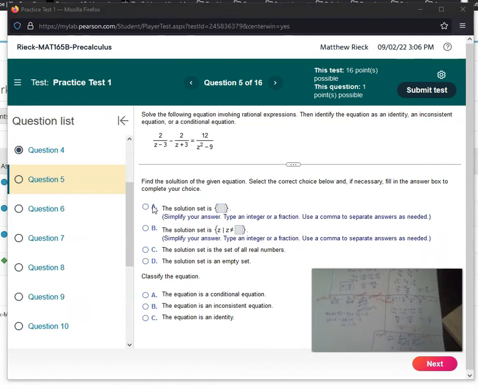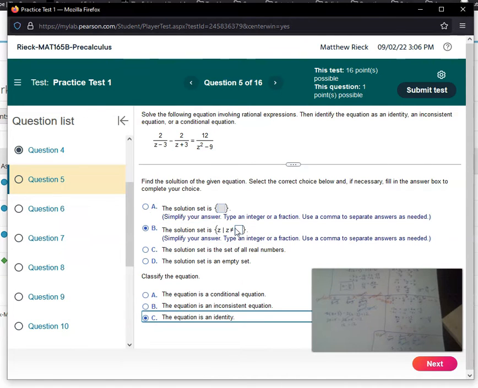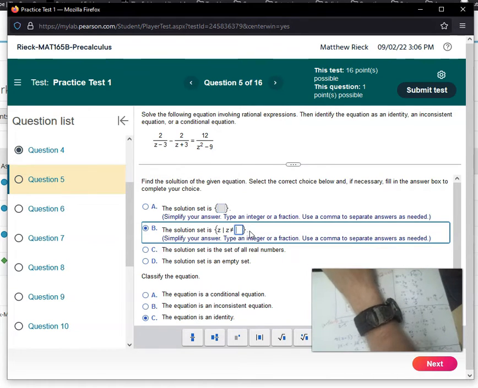So in this case, again, we have an identity, which again, at this point, the main thing we need to worry about is what leads to division by 0. So in this case, I divide by 0. I have 0 in the denominator if z equals positive 3 or z equals negative 3. So I exclude both those from my solution set.